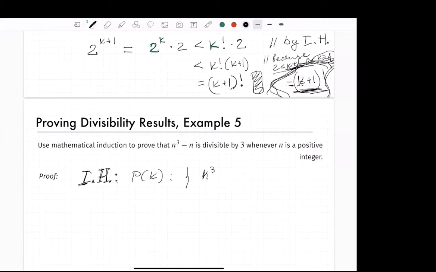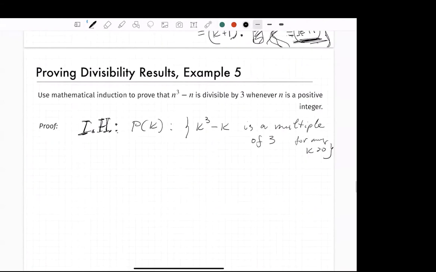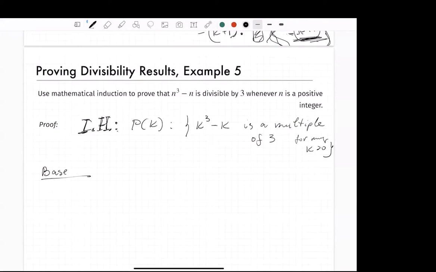My inductive hypothesis is that P of K is that K cubed minus K is a multiple of 3, divisible by 3, for any K. That's my inductive hypothesis. Base case: P of 0 is that 0 cubed minus 0 is 3 times 0. True. So the base case checks out.